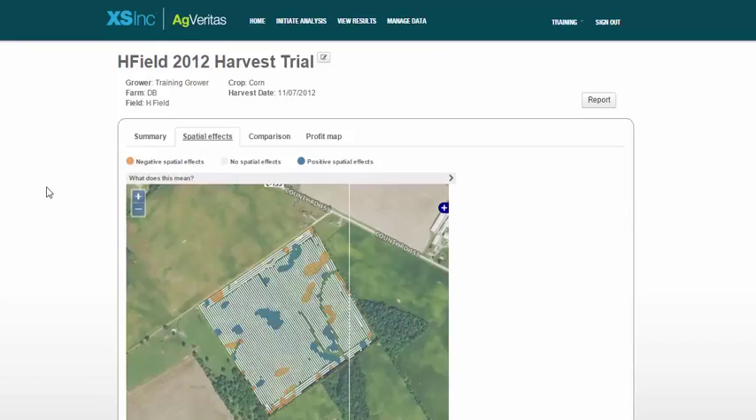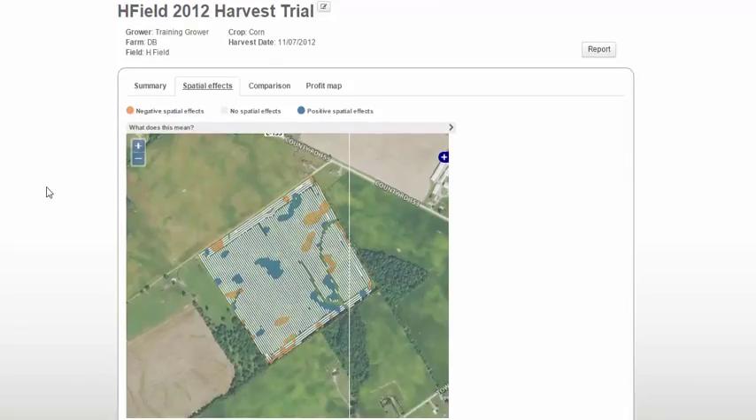And just as a refresher, these spatial effects, the orange and blue areas you see on the map, are areas in the field where the yield was abnormally high or low, and that abnormal yield cannot be explained by the factors that were included in the analysis. Another way to think of these spatial effect areas is that there's a group of yield points that were so unexpectedly high or low based on everything we know about the characteristics present in that area that we're confident that some other unknown factor is what's really affecting the yield there.